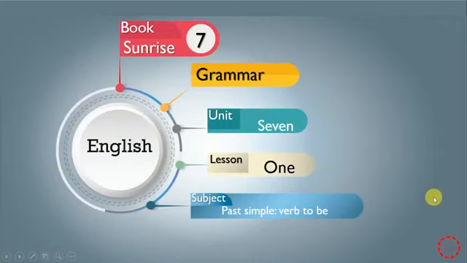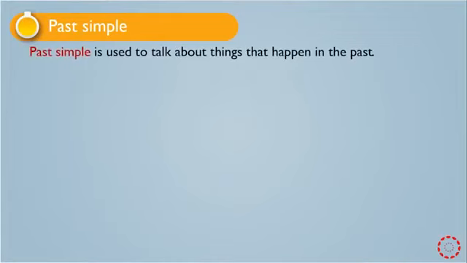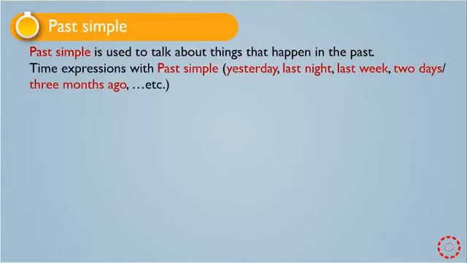Today we have grammar, unit 7, lesson 1. Our subject is past simple with verb to be. Past simple is used to talk about things that happened in the past. We use past simple to talk about things that happened in the past. Time expressions with past simple are yesterday, last night, last week, 2 days ago, 3 months ago, 3 years ago, and etc.